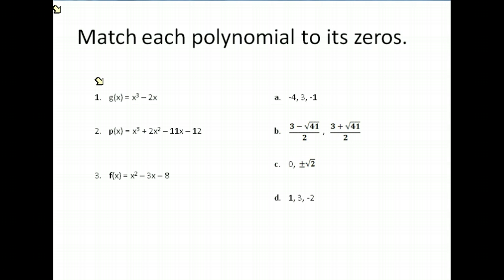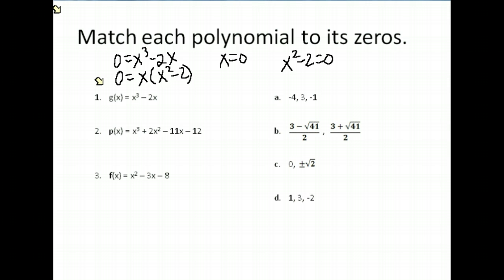Looking at this one, again, zeros are when you set it equal to 0. Can you solve it? This one we actually can. We can factor that. We can take an x out of both of those, and we're left with x squared minus 2. Not 12, but 2. We can set each of those factors equal to 0 and solve them.